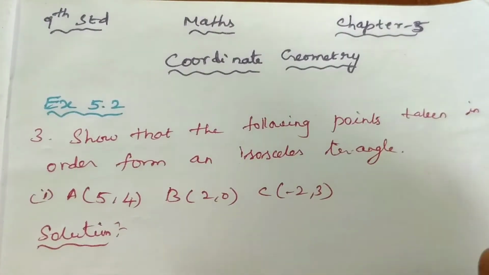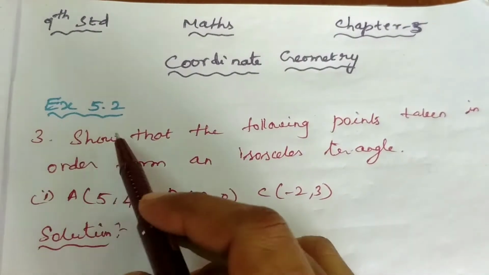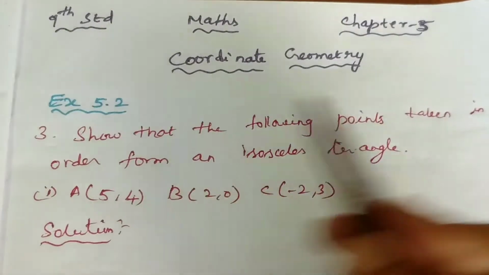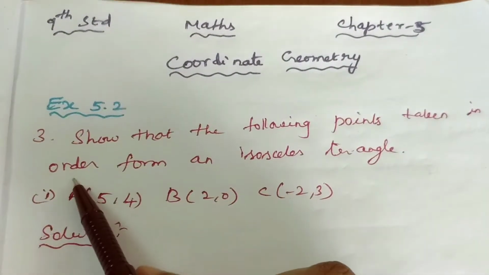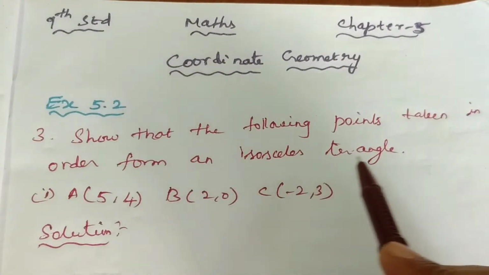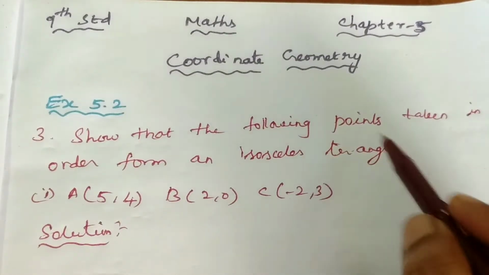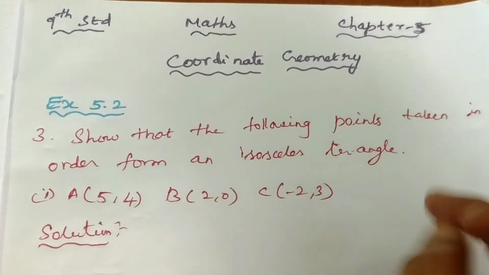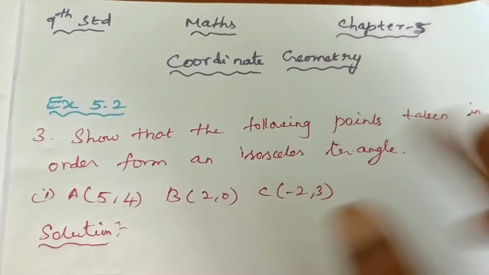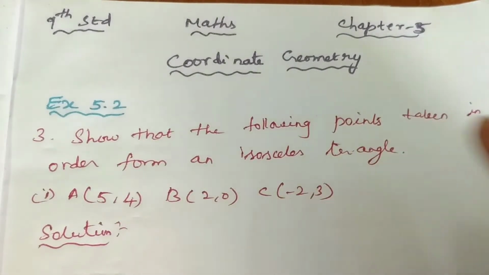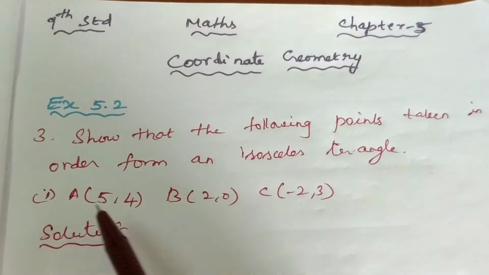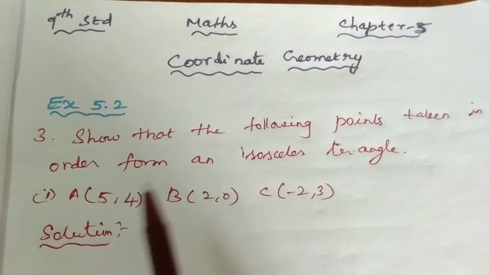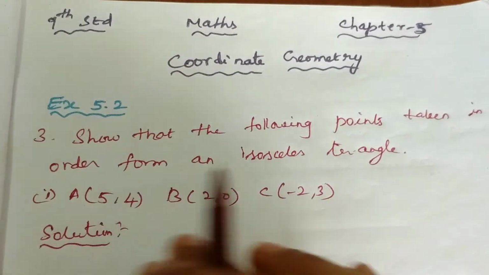Hello students, in this video we are going to learn 9th standard maths chapter 5 coordinate geometry exercise 5.2 third sum. Show that the following points taken in order form an isosceles triangle. An isosceles triangle is nothing but two sides are of equal distance and the third side is different. So our aim is to prove these 3 points form an isosceles triangle.